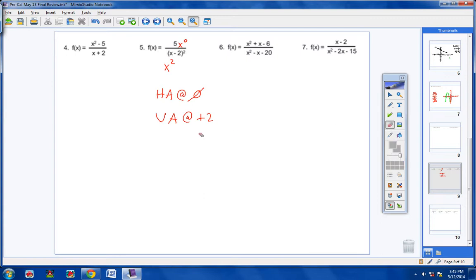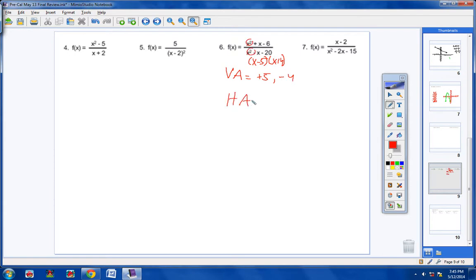Now for this one over here, for your vertical asymptotes, if you factored this, you would get x minus 5, x plus 4. So your vertical asymptotes would be at positive 5 and negative 4. And then notice your degree would be the same. So your horizontal asymptote in this case would be 1. Whenever the degree is the same, your horizontal asymptote is lead coefficient over lead coefficient, and your lead coefficient is 1 over 1. So your horizontal asymptote is 1, and there would not be a slant asymptote.